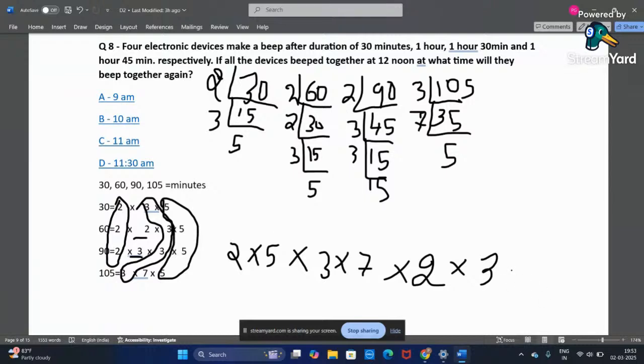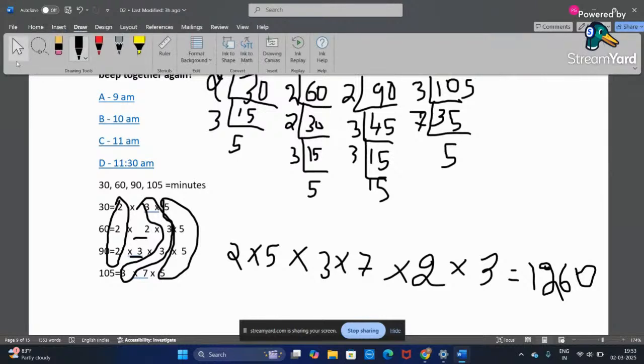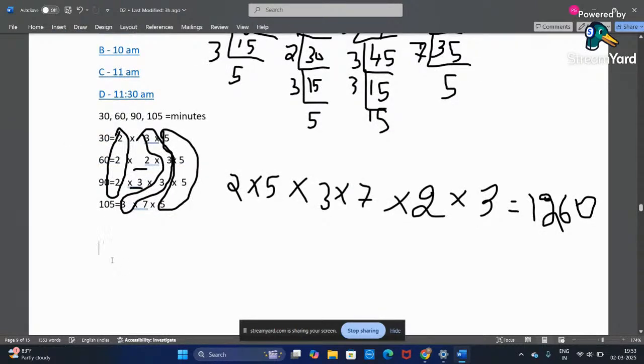What is the answer you're getting? 1260. This is the answer, right? 1260, and this value is in minutes. Don't forget that. But we need the answer in hours, so you have to divide 1260 by 60. We get 21, so it will be 21 hours.